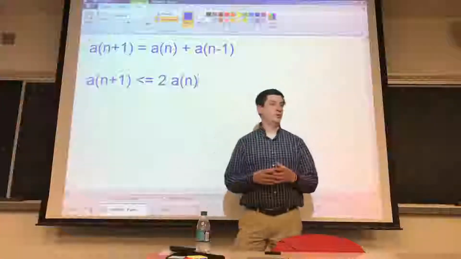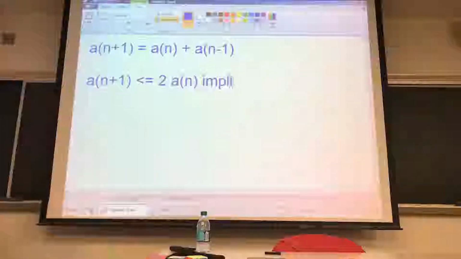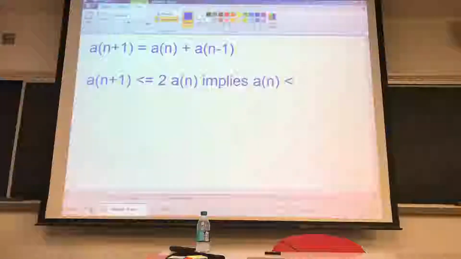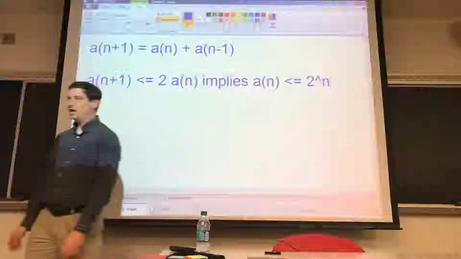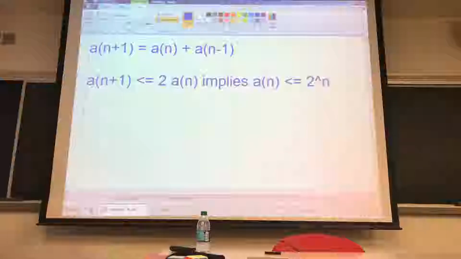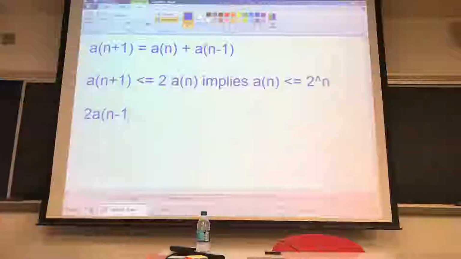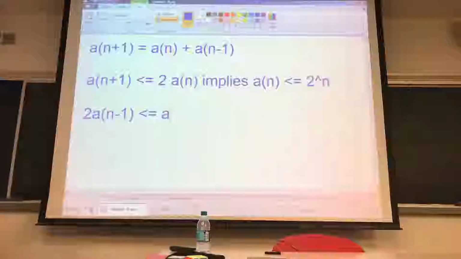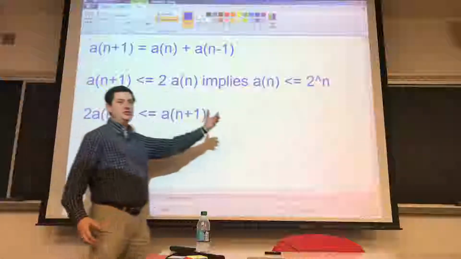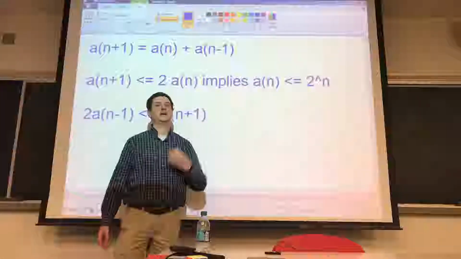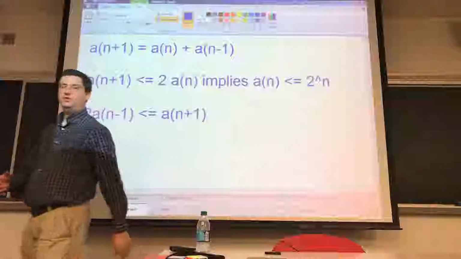Because the sequence is growing, this immediately implies that a to the n is growing no faster than 2 to the n. If you go in the other direction, you'll get 2a_{n-1} is less than or equal to a_{n+1}. So basically, every time you increase n by 2, you increase by at least a factor of 2. So each time you increase n by 1, that's essentially like a square root of 2.